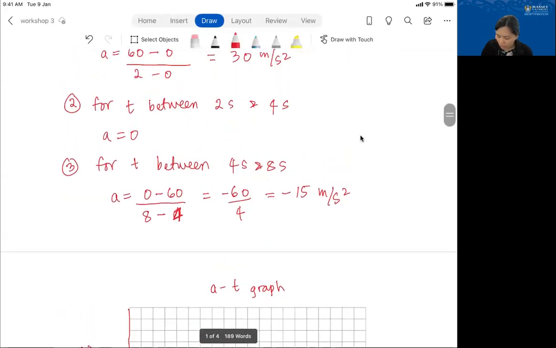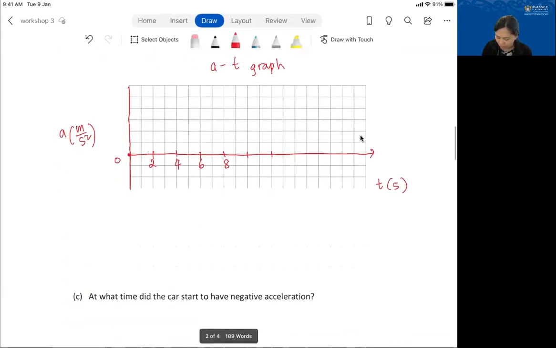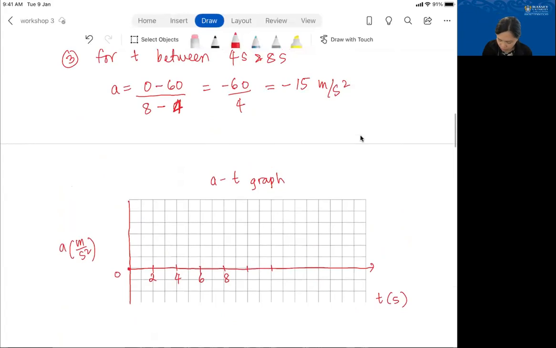And for our acceleration, our biggest acceleration is 30, and you have a negative 15. So I can divide this as 10, 20, and 30 meters per second squared. So this is negative 10, and that's negative 15.